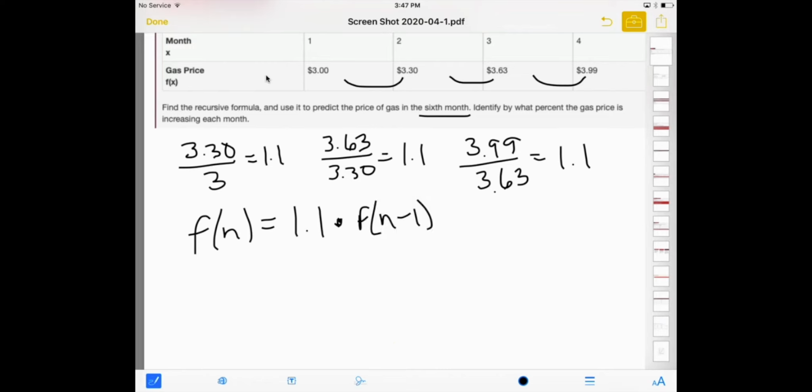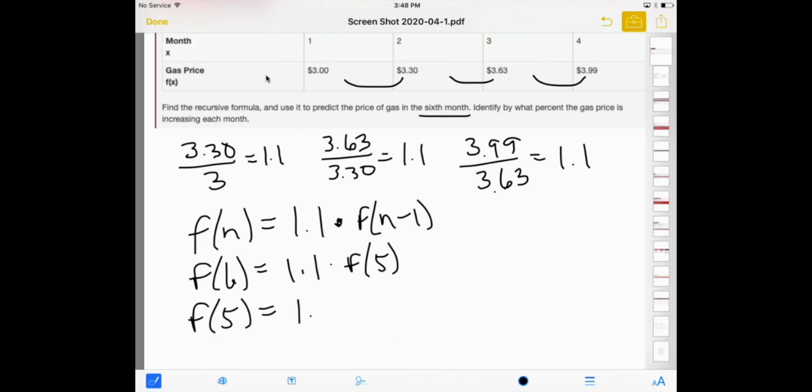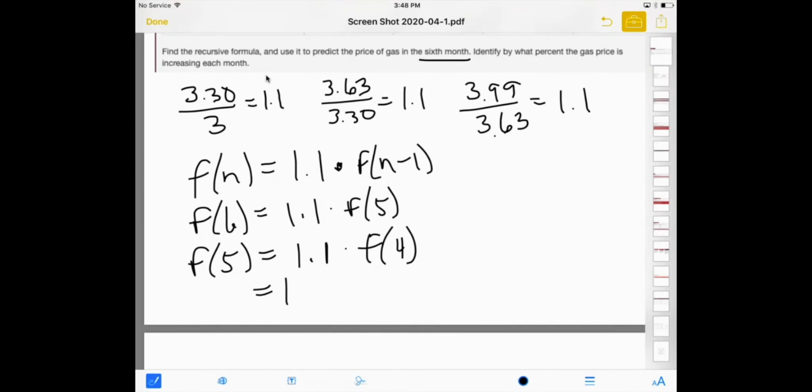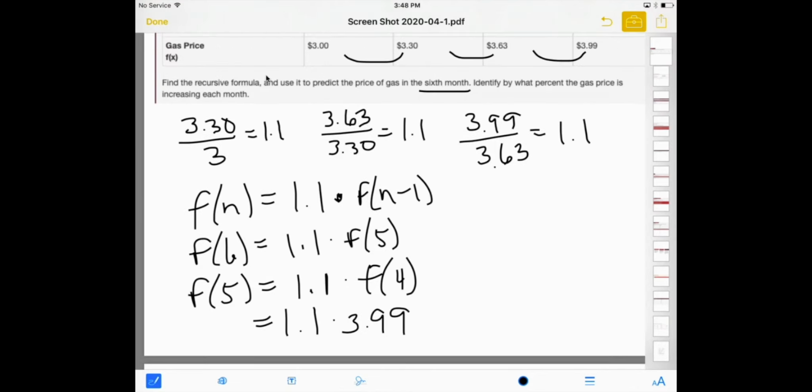And what it's asking me to find is the price of gas in the 6th month. So I'm going to take f of 6 equals 1.1 times f of 5, because then we would just do 6 minus 1. But I don't know f of 5. I don't know the 5th month, so I kind of have to do an extra step. I need to go from the 4th month, find the 5th month, and then find the 6th month. So f of 5 is going to be 1.1 times f of 4, because that's going to be the previous month. And that's going to take me to doing 1.1 times 3.99, because that's what the price of gas was in the 4th month. And we get $4.39.